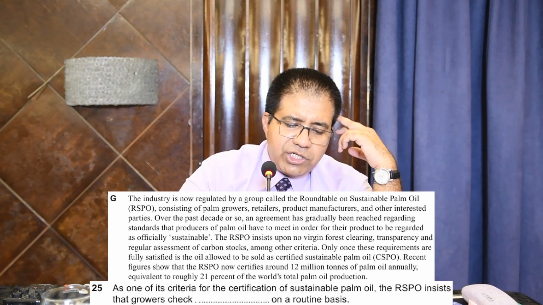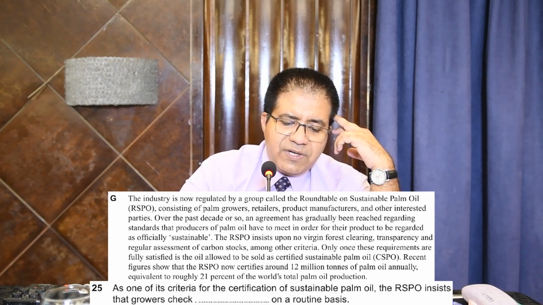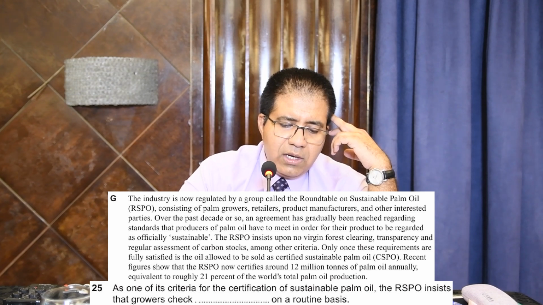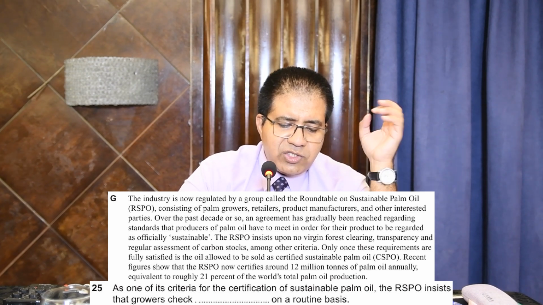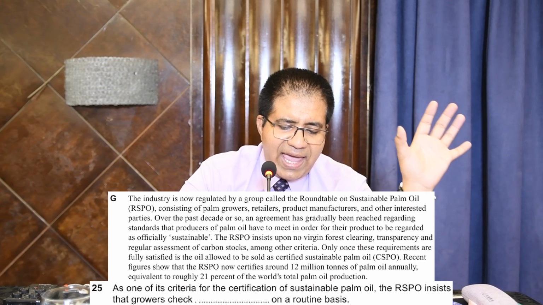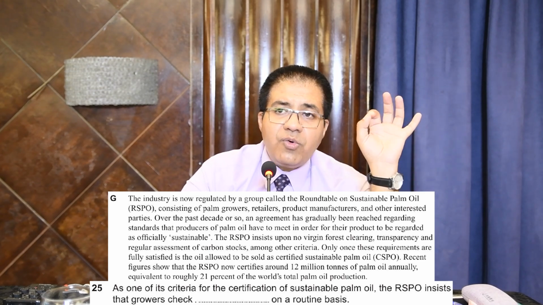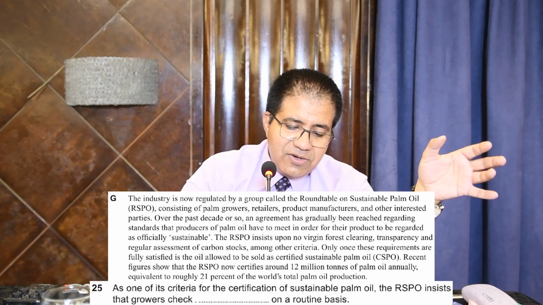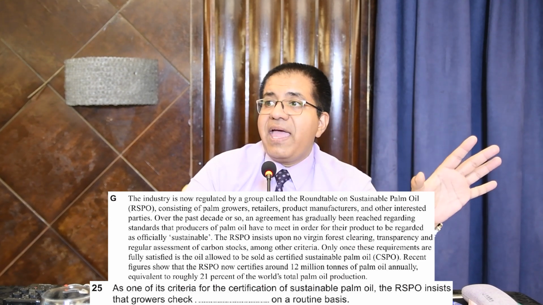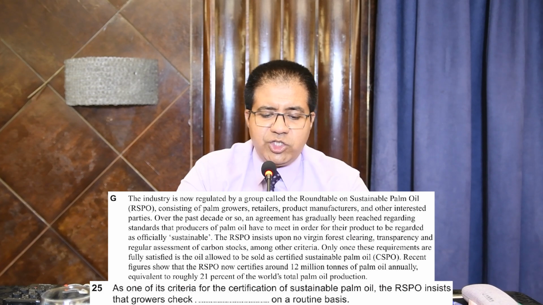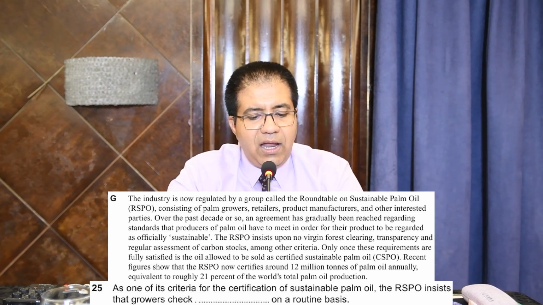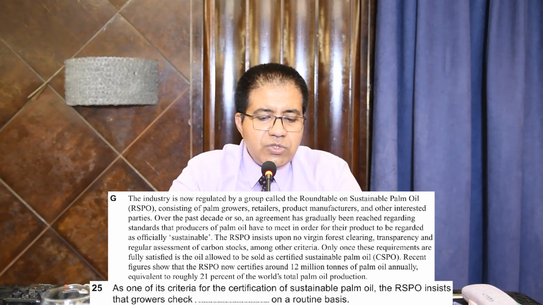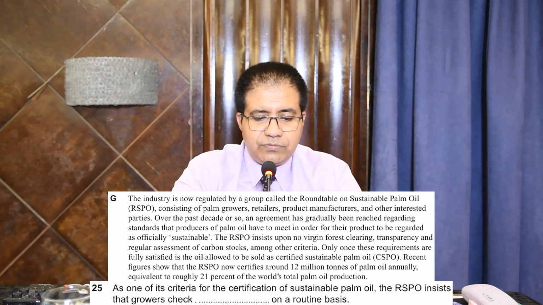Come back to the question. As one of its criteria for certification of sustainable palm oil, RSPO insists that growers check dash on a routine basis. Now what is the word for routine basis? Regular assessment. Regular assessment means check on routine basis, and answer is carbon stocks. Good.